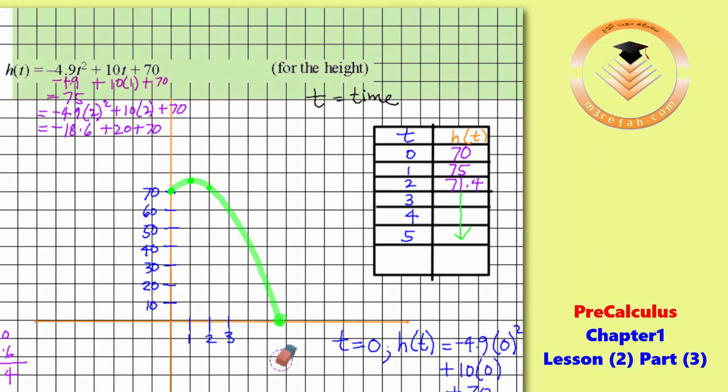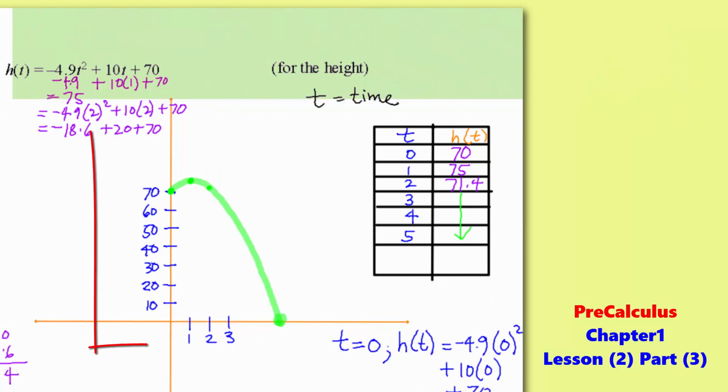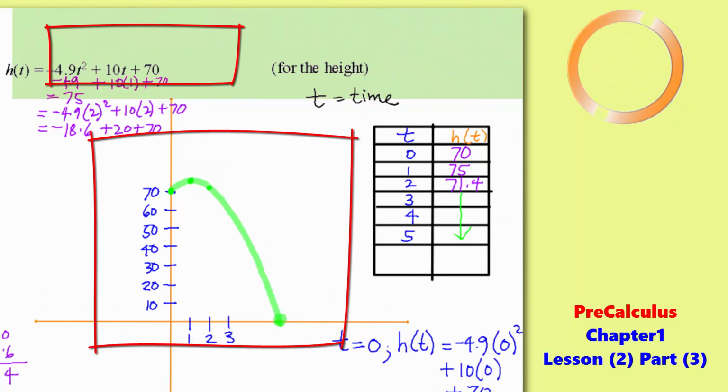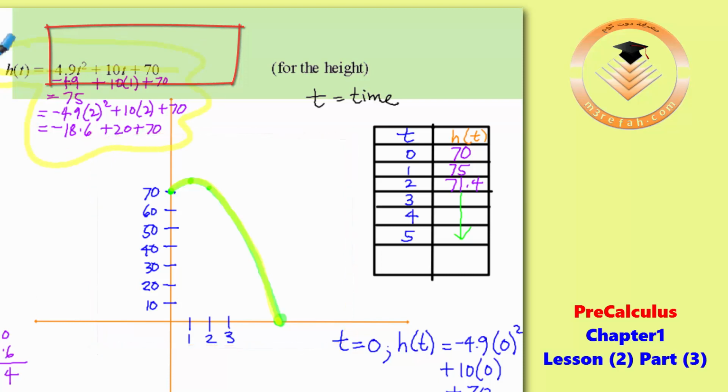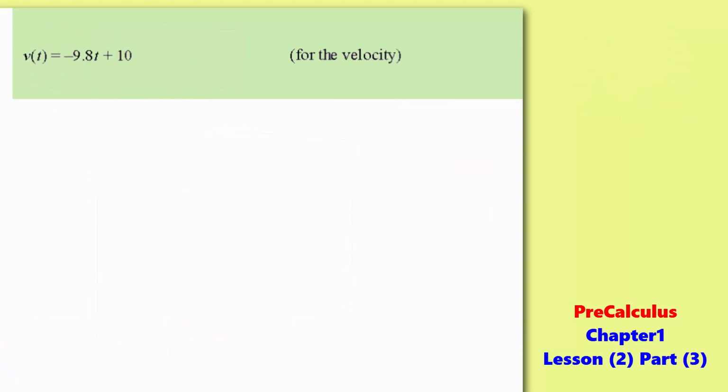Okay, so that's the equation. This is the equation, I'm sorry, I erased it. This is the equation, and this will be the graph of this function. Okay, that's it. Now for the velocity, this is defined by a linear function, so it will be determined by a line.